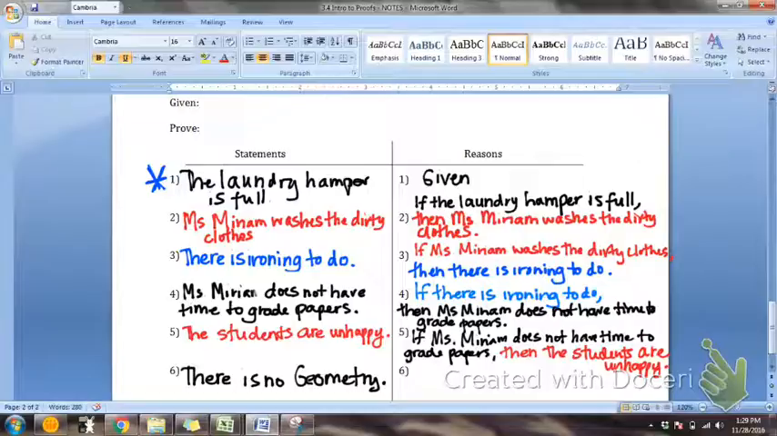What's going to be reason number 6? Anybody want to guess, Patrick, since you're finished? I said reason number 6, this is there is no geometry. I put if there's no geometry, Miss Miriam's students are unhappy. So you have to think about what you finished with. What did we finish with in number 5? Look, the students are unhappy. That's what we finished with, right? So that's what we have to start with in number 6. So I'll start with if the students are unhappy.